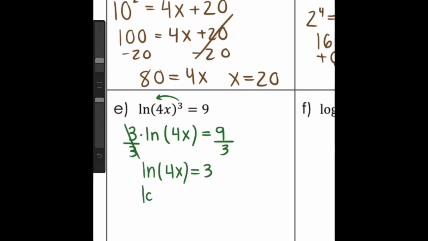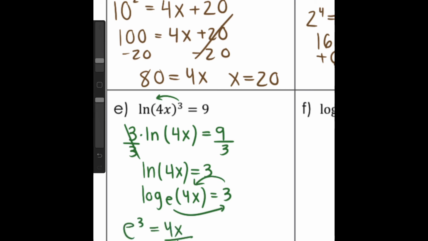And now we're going to switch over our ln to log base e, same thing. And then we're going to do e to the power of 3 is equal to 4x. And then divide both sides by 4. And your answer will come out to be x is equal to e to the 3rd over 4, which you can leave as that. That's fine.